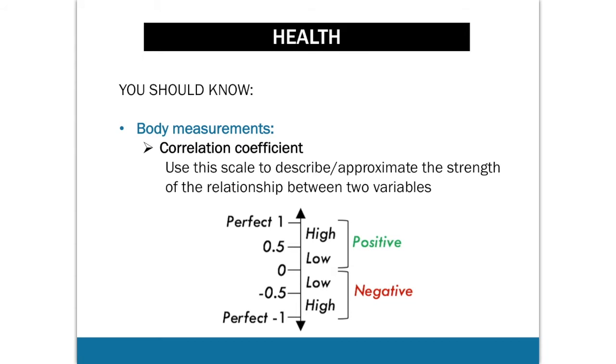Okay, so in working out a correlation coefficient, we can use this scale to describe or approximate the strength of the relationship between two variables. So here we have +1 being perfect, so it would be completely straight and all the points on the scatter plot would be close together. And then at -1 here, all the points on the scatter plot would be close together but going negatively.